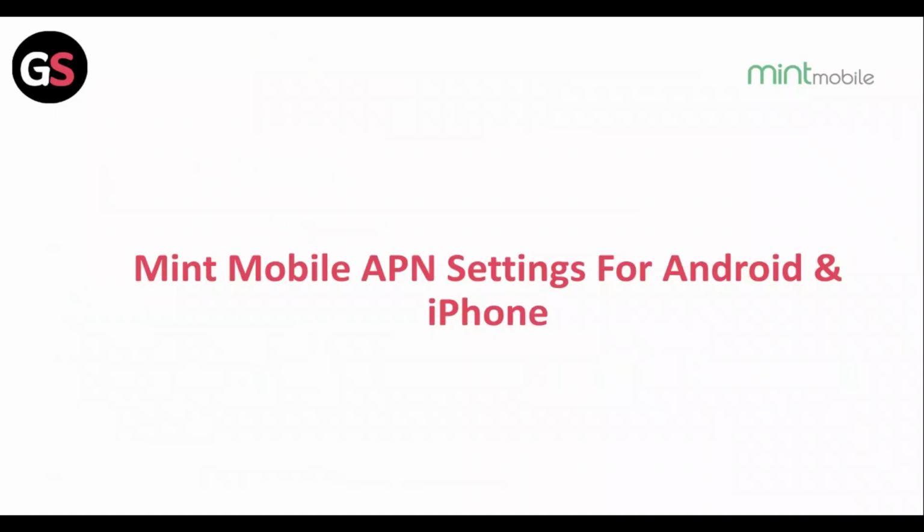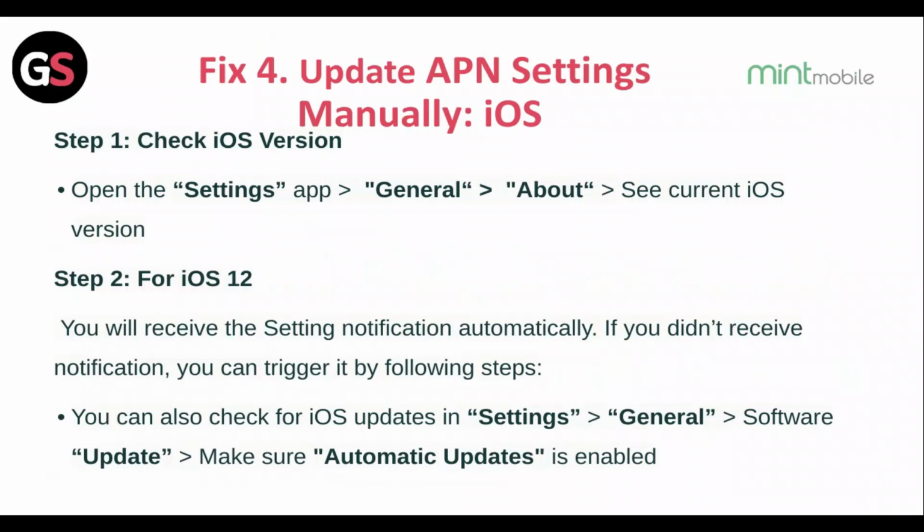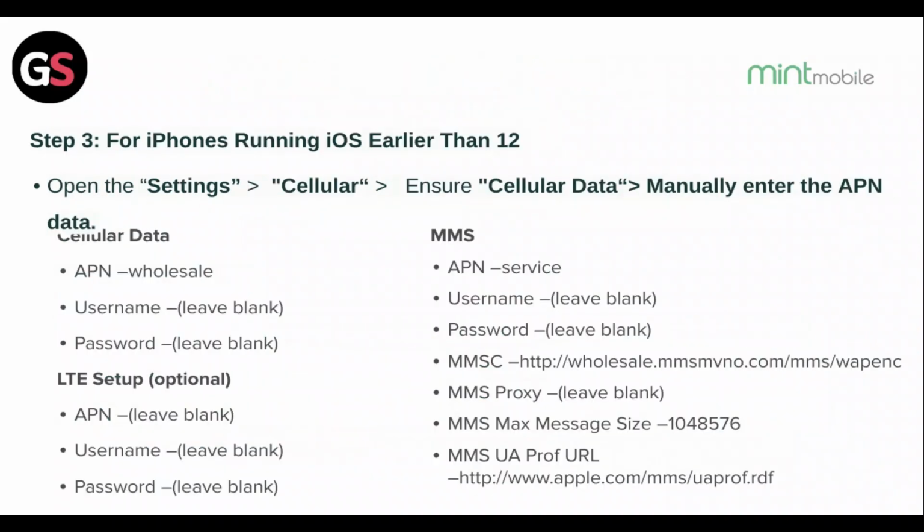Mint Mobile APN settings for iOS. Step 1. Check iOS version. Open the Settings app, then General, then About. See the current iOS version. Step 2. For iOS 12, you will receive the settings notification automatically. If you do not receive the notification, you can trigger it by the following steps. You can also check for iOS updates in Settings, then General, then Software Update. Make sure automatic updates is enabled. Step 3. For iPhone running iOS earlier than 12, open Settings, then Cellular, ensure Cellular Data is on, and manually enter the APN data.